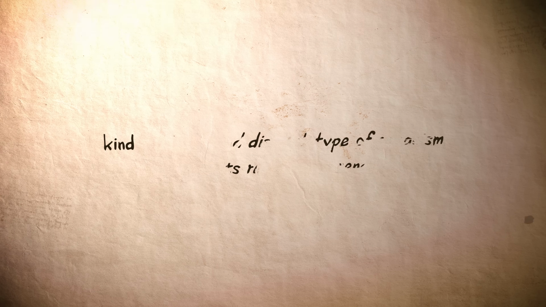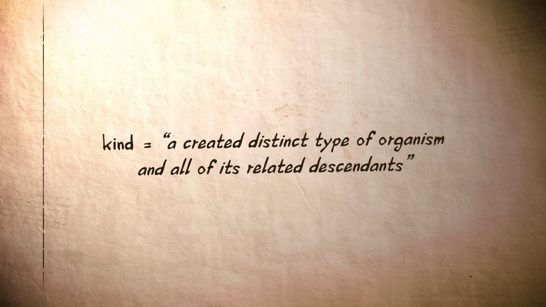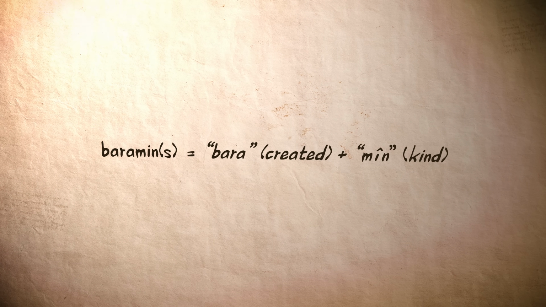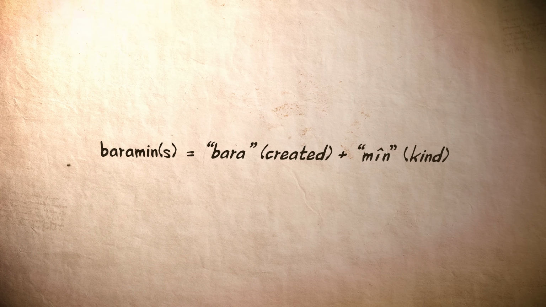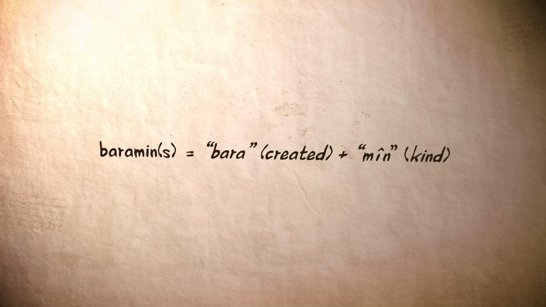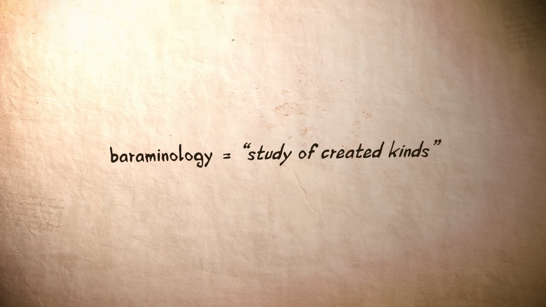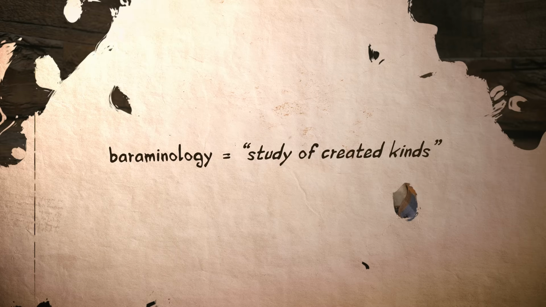So what is an animal kind then? Well, there are numerous approaches to defining a kind, but one of the simplest is a created, distinct type of organism and all of its related descendants. Kinds are often referred to as baramins, bara and min, from the Hebrew words created and kind, and the study of created kinds is called baraminology. What then are the criteria for identifying kinds?